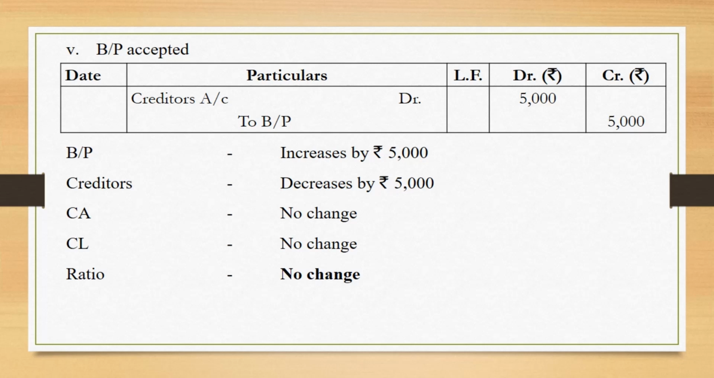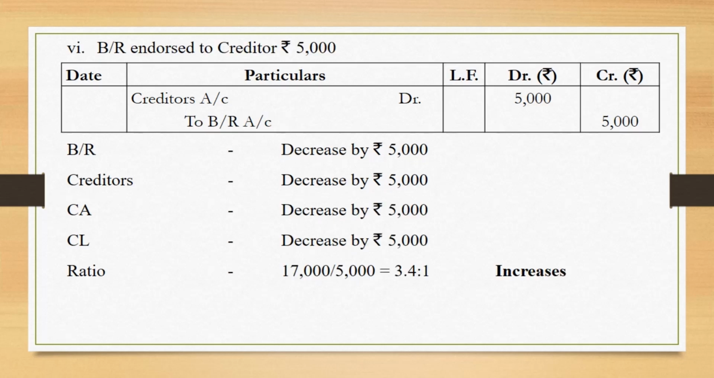Now because these two items, creditors and bills payable, are current liabilities, one liability increases and the other liability decreases, so there will be no change in the current liability. We can also see that both the amounts are current liabilities, so there will be no change in the current assets as well. So the ratio will not change.